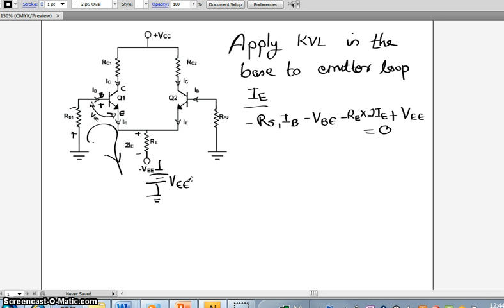Now apply KVL in this loop. Going plus to minus, minus RS1 multiplied by the current IB, minus VBE, minus RE multiplied by the current, which will be 2IE, then minus to plus VEE, should be equal to 0. Now readjust the equation for getting the value of IE.